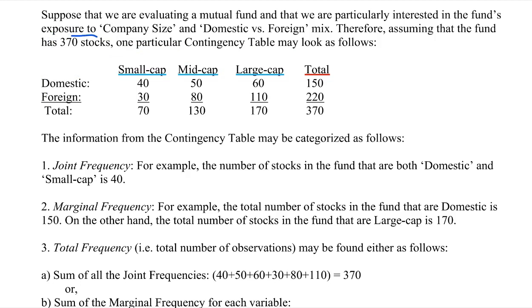Alternatively, we could say that of the 370 stocks, 70 are small cap, period. So do you see the difference between joint frequency and marginal? Joint is telling you how many observations exhibit both characteristics, i.e. size and where the stock is located. But marginal just says, give me the data points that have exposure to this one factor. And that's what marginal is, just that one factor.